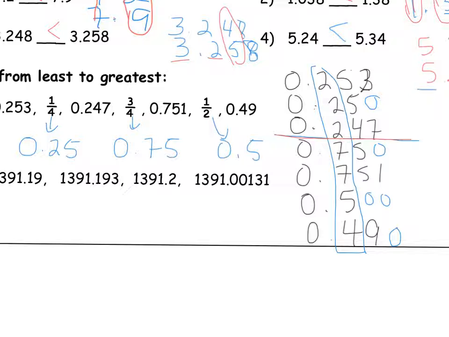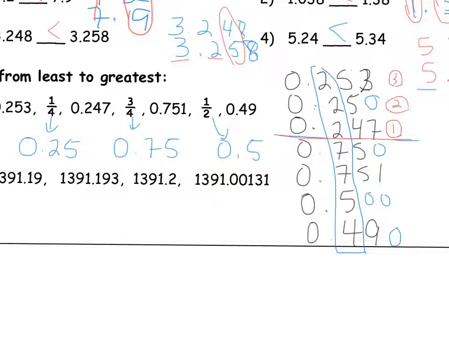So I'm going to look at the next place value, which is the hundredths place. 5, 5, and 4. Well, 2 of them have a 5, one has a 4. So what's greater is 5. So the 4 is less in the hundredths place. That means the decimal 0.247 is going to be the least. And then I look at the 0.253 and the 0.250. Well, the 3 is different in the thousandths place, and 0 is less than 3. So the 0.250 would be number 2, and the decimal 0.253 would be number 3.